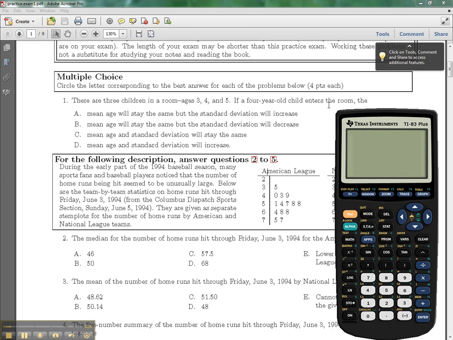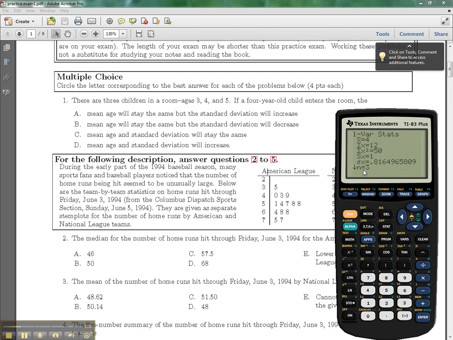If a 4-year-old child enters the room, let's first look at the information with just 3, 4, and 5 without the 4-year-old. We can put our information in a list. You go to stat, edit, and then list 3. Let's delete that, so just 3, 4, and 5. To look at the standard deviation and mean, we can go to stat, calculate, first var stat. And then it's in list 3, so we have to remember list 3. So our mean is 4, and our standard deviation is 1.